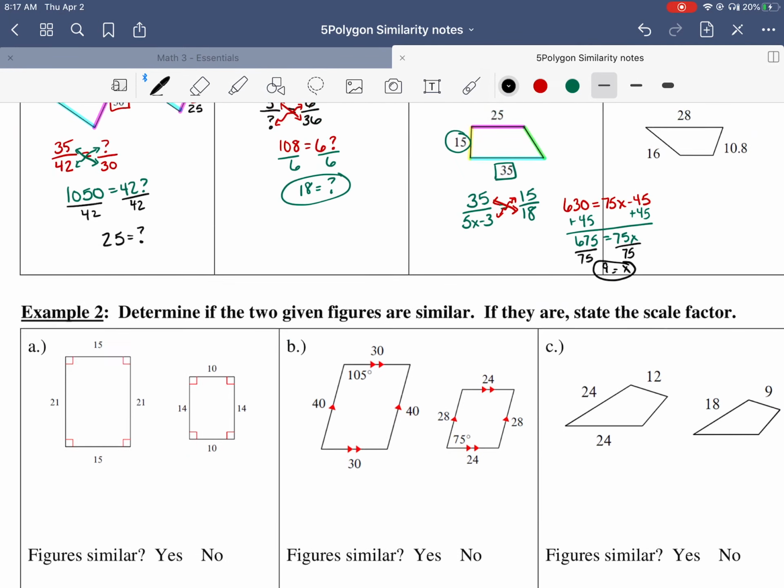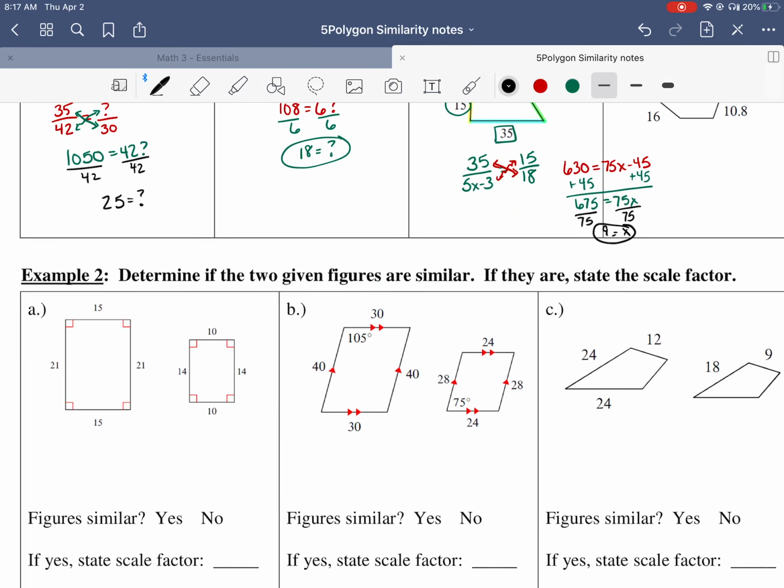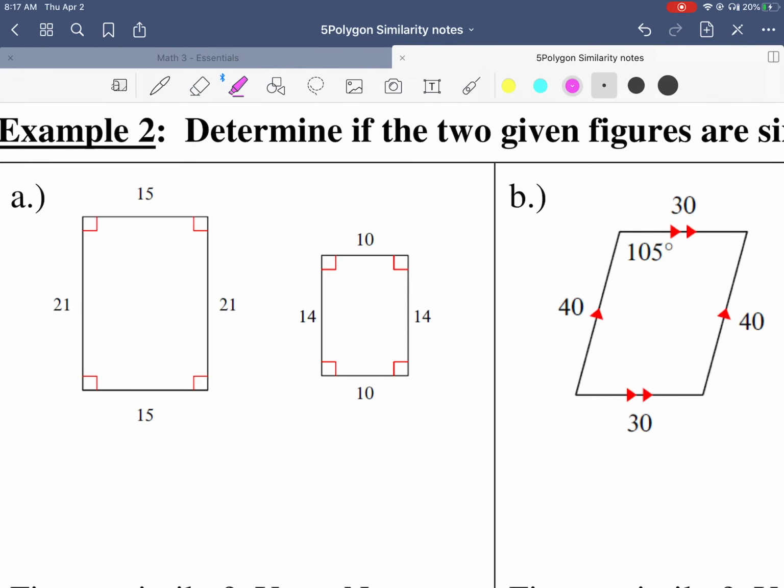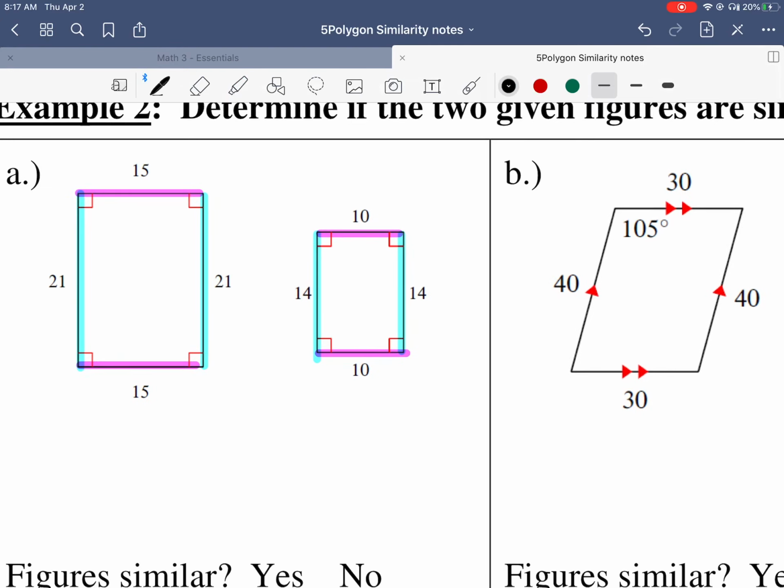Okay. All right. Now we're going to determine if they are similar, and determine the scale factor. Okay. So I need to figure out which sides compare. 15 and 10 go together. This happens to be rectangles, so we can look at both those. And then the 21s are going to go with 14. In order for them to be similar, both ratios have to be the same.